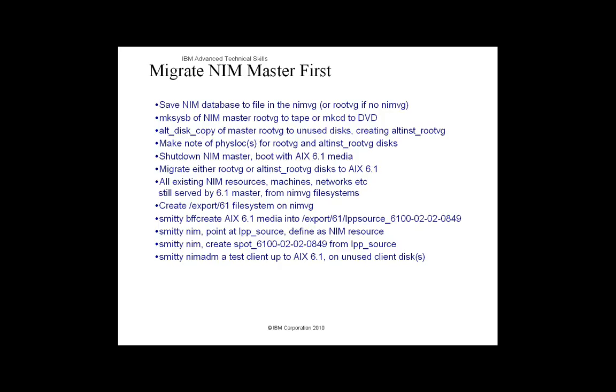Where I have used it, where it has been important to me, is where I'm going to do a complete override install of root VG on the NIM master. I'll save the NIM database out into the NIM VG volume group, and I can overwrite the NIM master's root VG, install the NIM file sets, and then I point at the file out in the NIM VG and restore the NIM database, and I'm off and running.